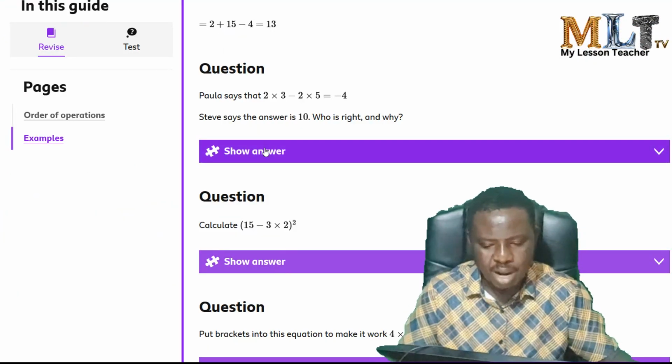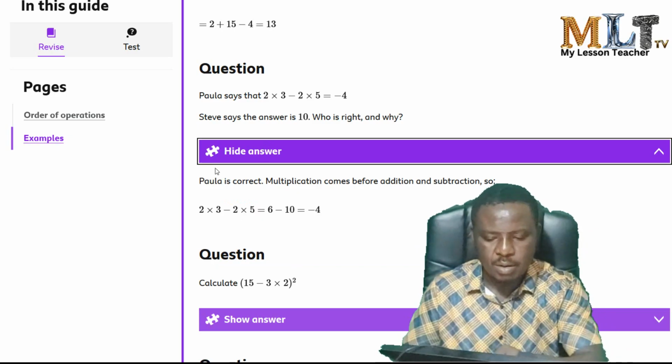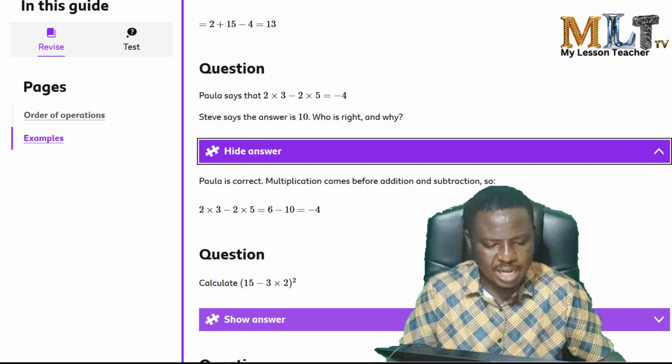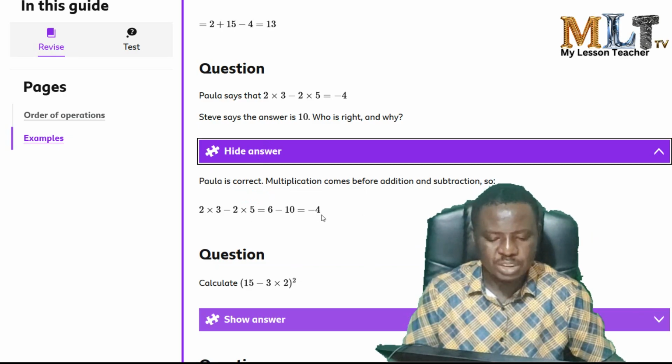All right, let's confirm our answer. Paula is correct. Multiplication comes before addition and subtraction. So 2 times 3 minus 2 times 5 is equal to 6 minus 10, which is equal to minus 4.